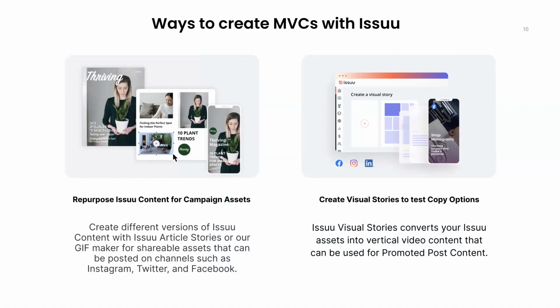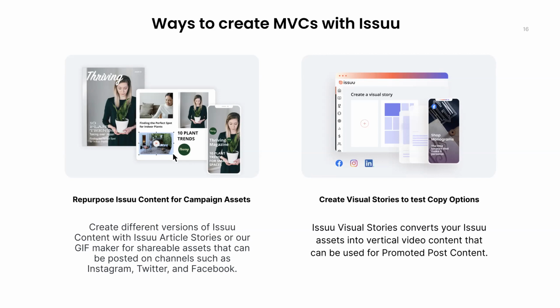So a couple ways that you can create MVCs or create content for MVCs with Issuu. Again, when you're sharing your content or when you've uploaded your content, there are a lot of different ways that you can use that and repurpose it for your campaign assets. So with our article stories and our GIF maker, those are just a couple of our free features that you can use to create a bunch of different shareable assets that you can then use for any testing purposes that you have on social channels or campaigns.